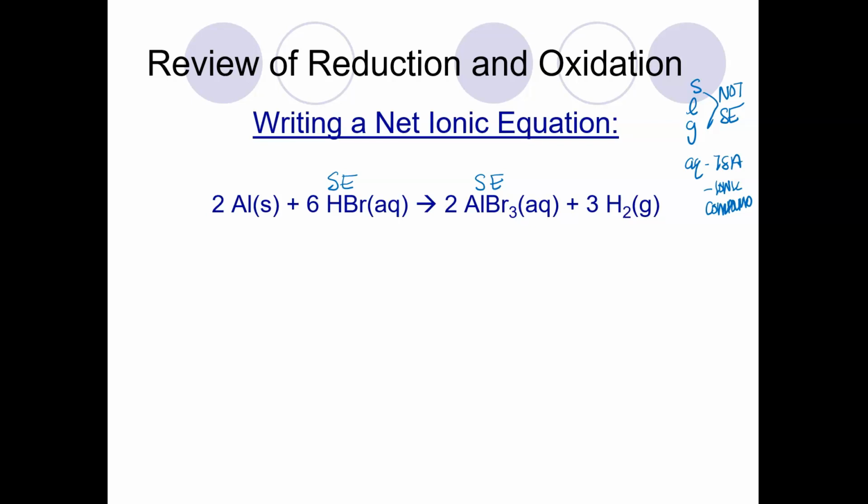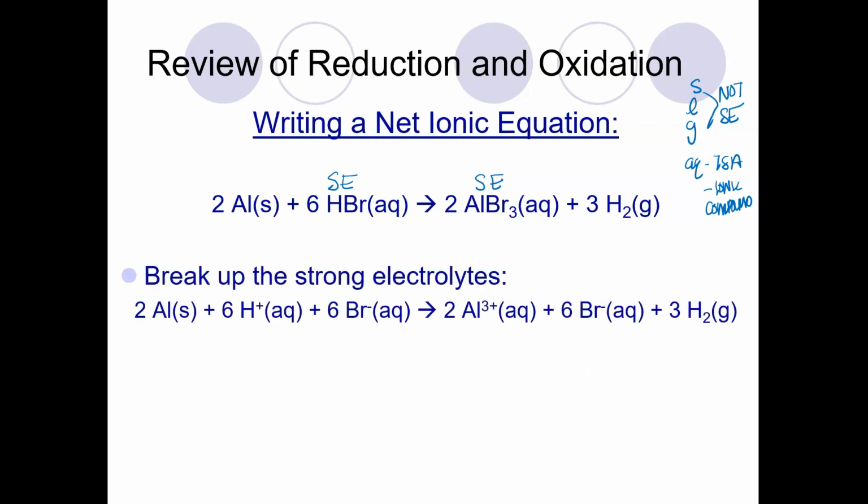Okay, so once I've recognized my strong electrolytes, we're going to dissociate them into their ions. We're going to break them apart into their ions. Everything else we're going to leave the same. So aluminum solid looks exactly the same. 6 HBr, I'm going to break that into 6 H pluses and 6 Br minuses. 2 aluminum bromides, I'm going to break that into 2 aluminums and 6 bromides. There's 3 bromines right there times 2. That's where the 6 came from. The hydrogen gas I left the same. This is called a total ionic, or just an ionic equation.